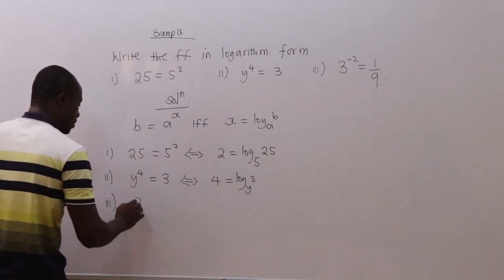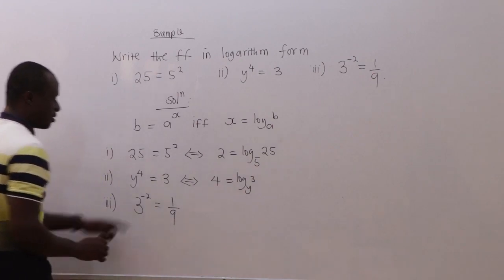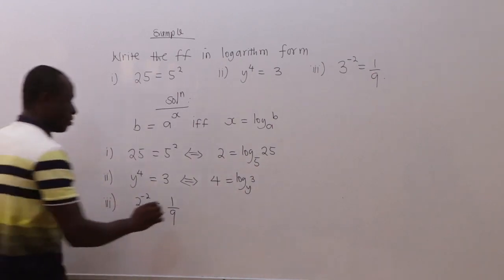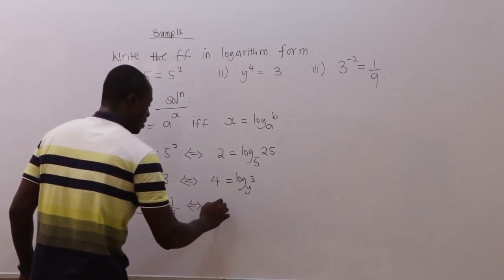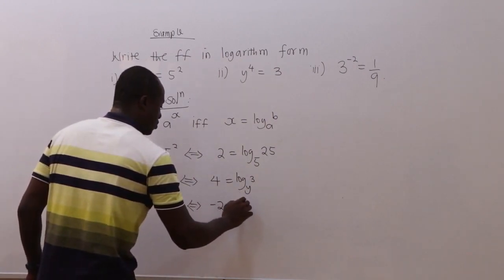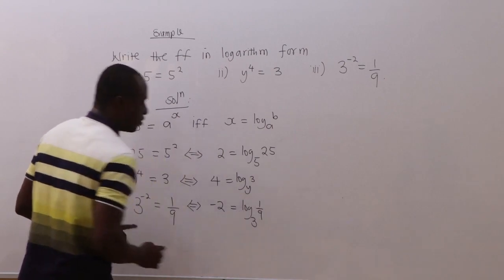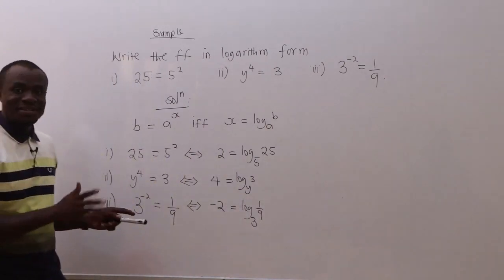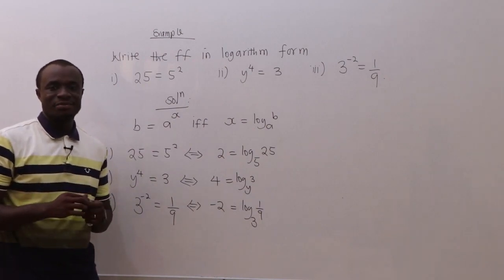Now if you have 3 to the power negative 2, this is equal to 1 over 9. So the index is what we call the logarithm. So this, if and only if, negative 2 is equal to log, what is the base? 3 of 1 over 9. Very easy, very trivial. Let's consider the next example.